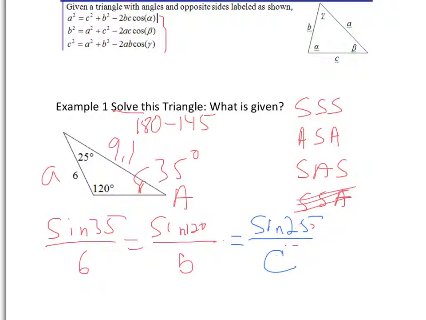So now what we can do is find this other side, side C. We can ignore this middle proportion right here, pretend it's not even there, and just say 6 times the sine of 25 divided by the sine of 35. So 6 sine 25, hit equals, divide that by sine 35, and when I did that earlier, I got 4.4. So this side is 4.4 long.